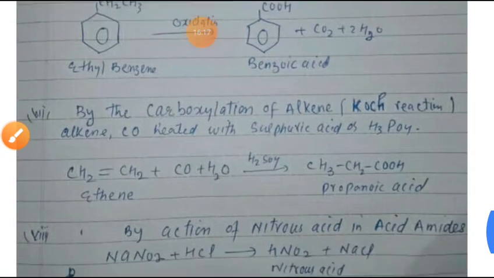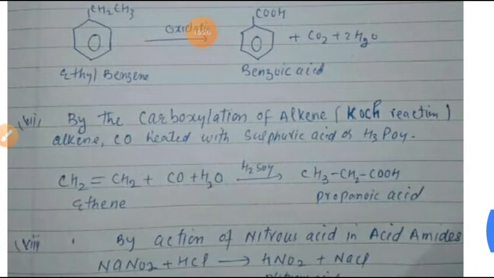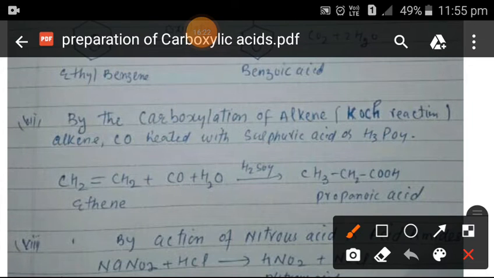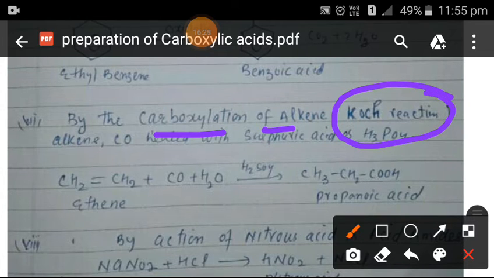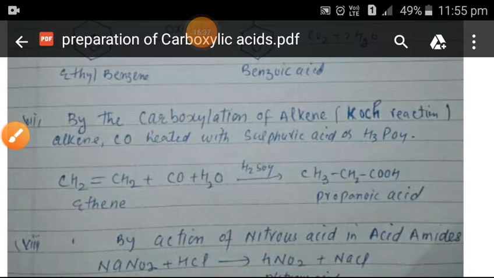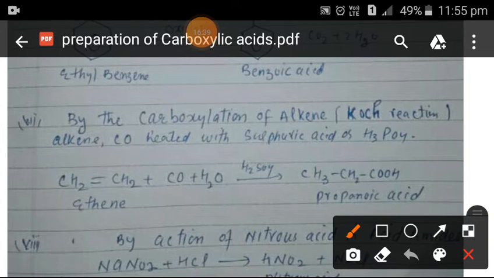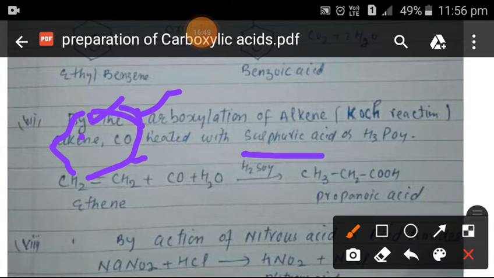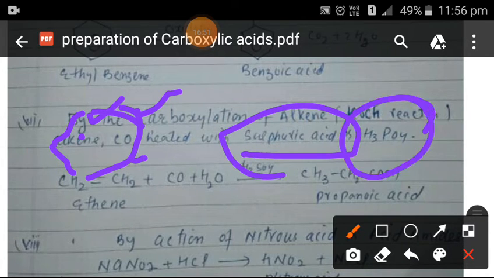Similarly, we take another reaction. So here the carboxylic acid can be prepared by the carboxylation of alkenes. This reaction is called the Koch reaction. Clear? So here the alkene and carbon monoxide are heated with sulfuric acid or phosphoric acid, H3PO4.